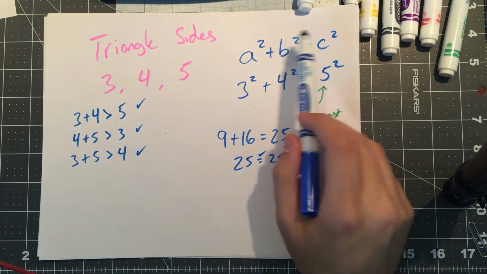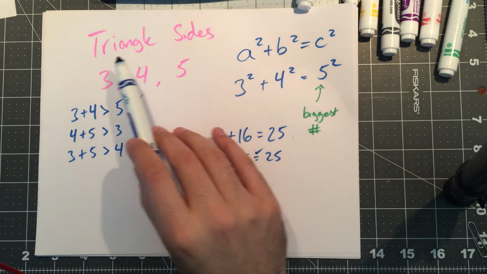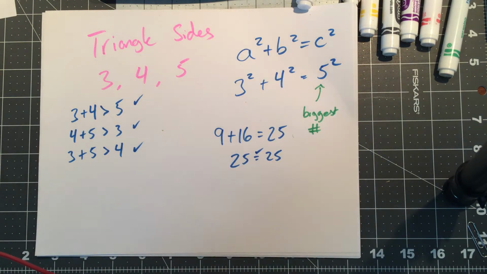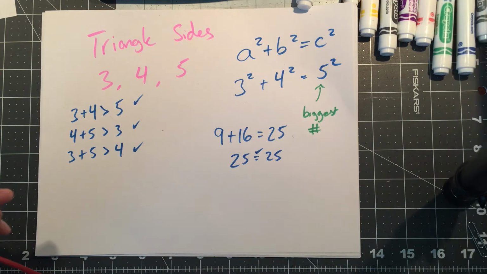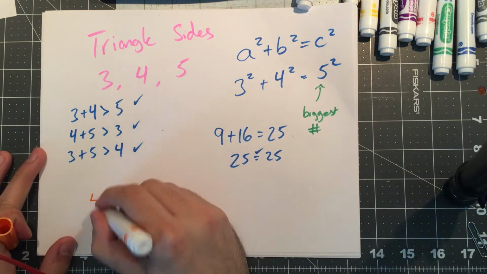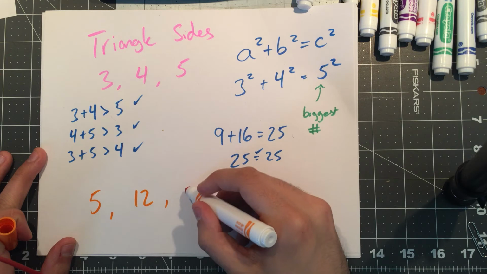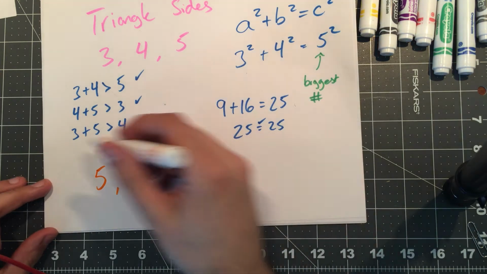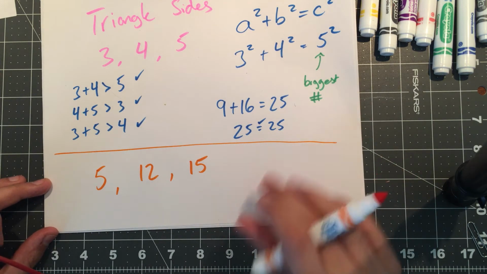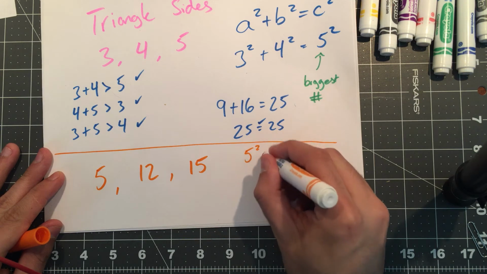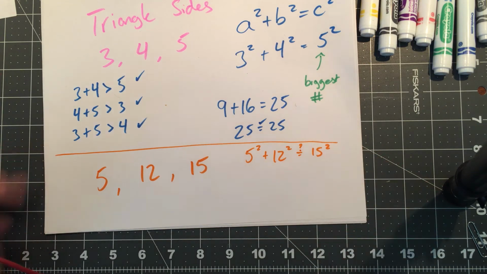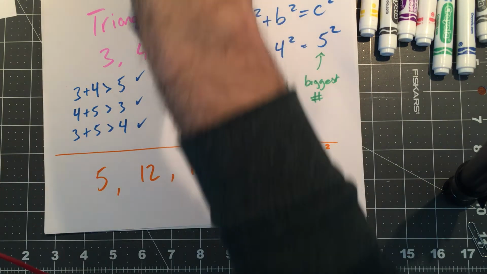We can use the Pythagorean theorem to also show this is a right triangle. We can also use it to show it's not a right triangle. So if I used a different set of 3 numbers, let's say the numbers 5, 12, and 15. If I took those 3 numbers and tried to put them in the Pythagorean theorem, they're not going to work out. 5 squared plus 12 squared equals 15 squared. I'll put a question mark because we're not sure if it equals. I'm going to tell you now, it doesn't work out.